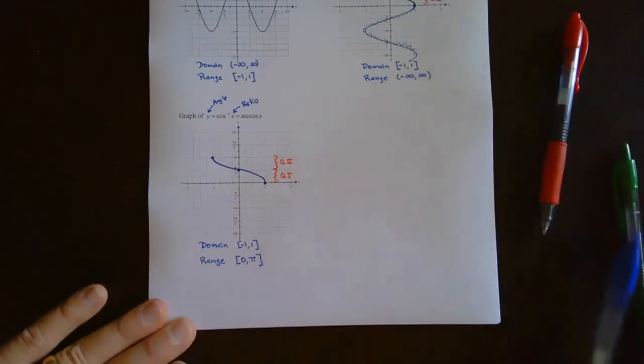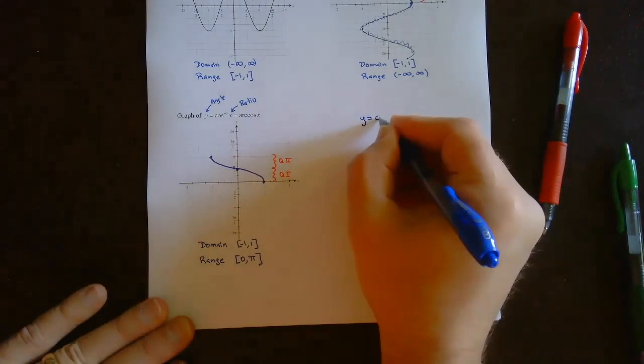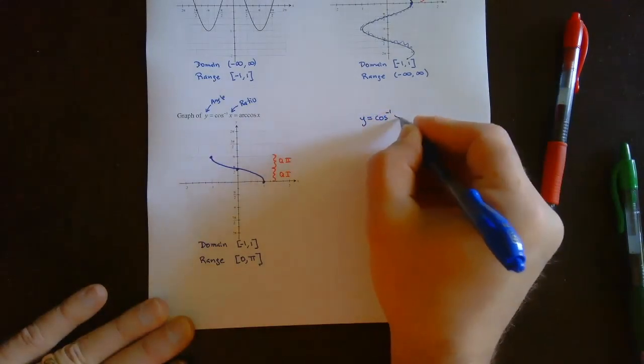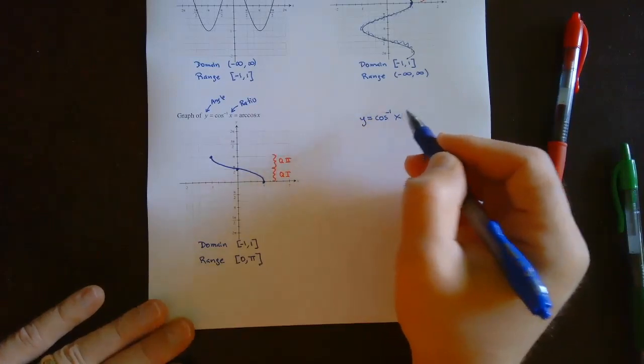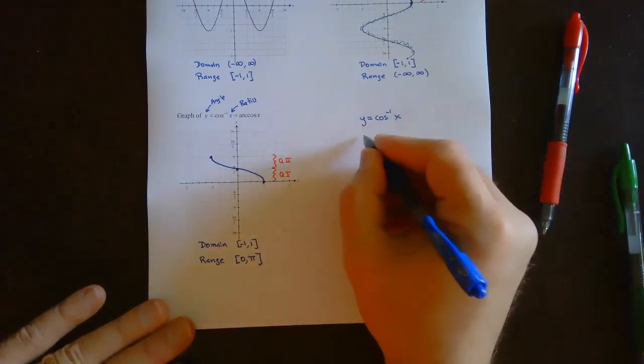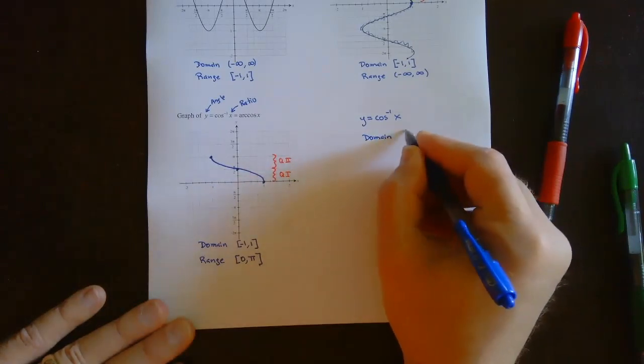All right, so let's write this. y equals cosine inverse of x. And that little -1, that's not an exponent. That's just the symbol we use for inverse. Again, the domain is -1 to 1.